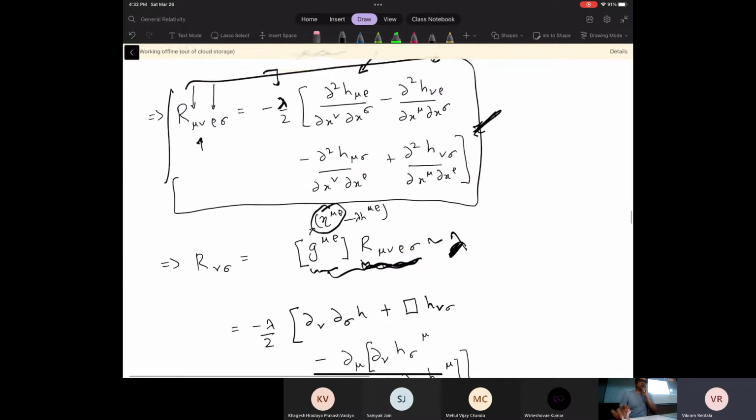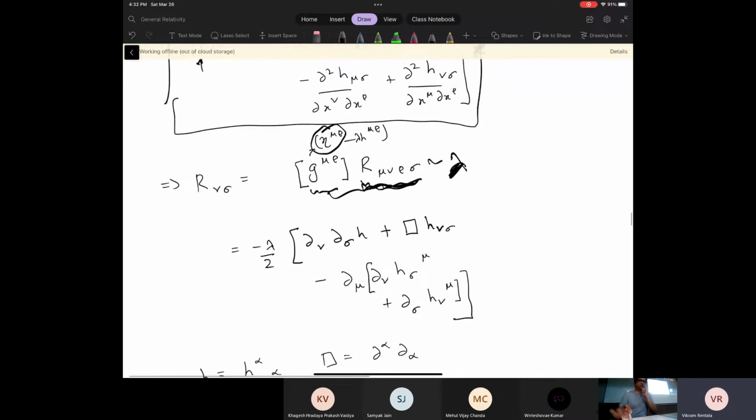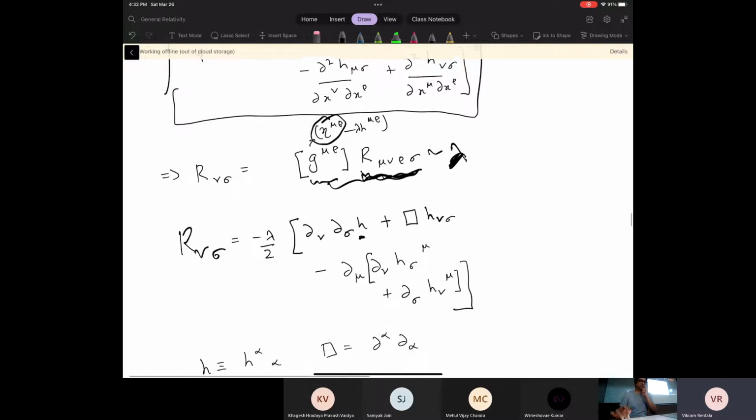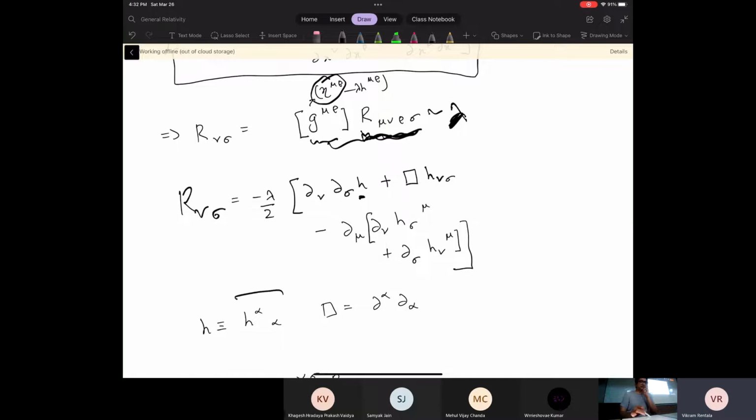So I won't work through the details. Let me just read out the expression. R_{νσ} is minus λ/2 ∂_ν ∂_σ h, where h is defined as h^α_α, where one index is raised, the other index is lowered, and both are summed over. It's like taking the trace of h. If I think of h as a matrix, it's like taking a trace of η times h.